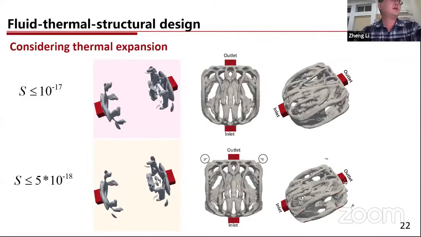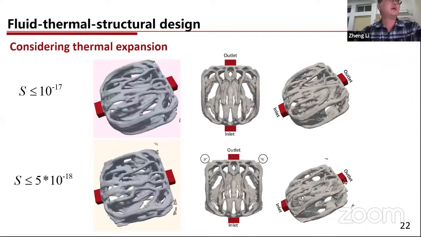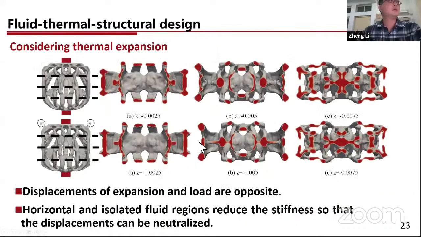But when we further consider the effect of thermal expansions, we got a quite different result. So I also plotted the cross sections of the density field. In this test, the displacements caused by the thermal expansion and the external load are in opposite directions. Therefore, in the optimized results, they are actually meant to reduce the stiffness, so that the deformations of the two effects can be neutralized. You can see a lot of horizontal cross sections of channels. This structure is actually bad for the stiffness.